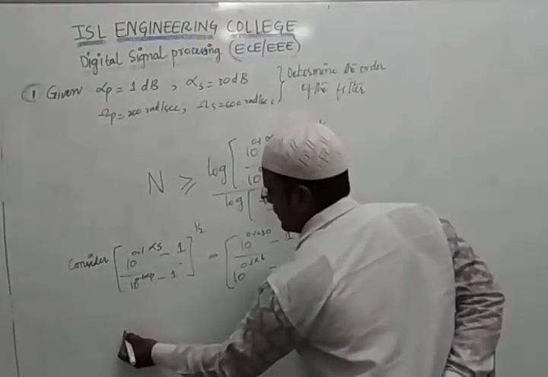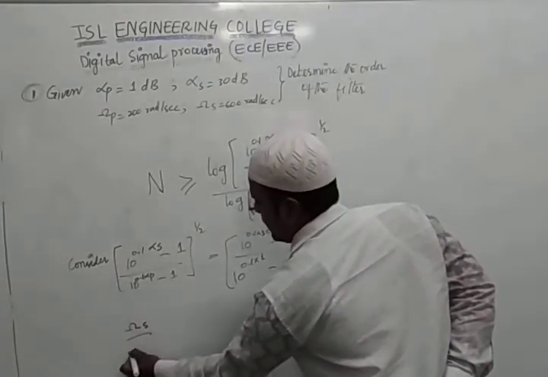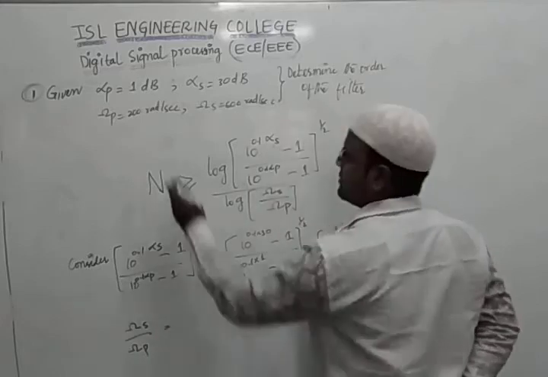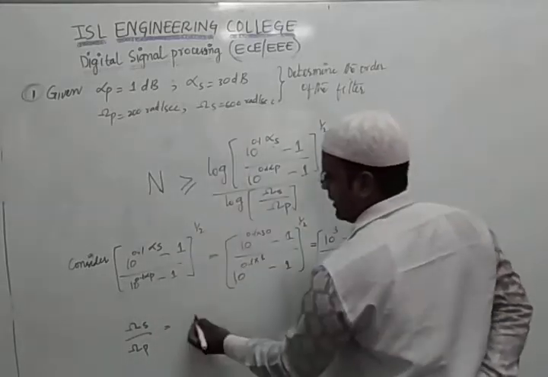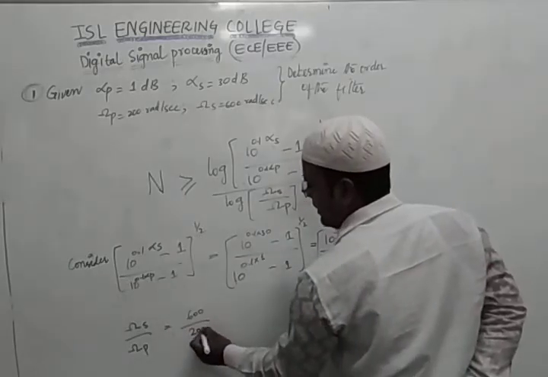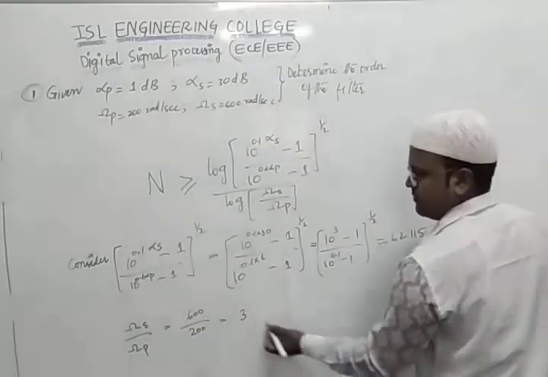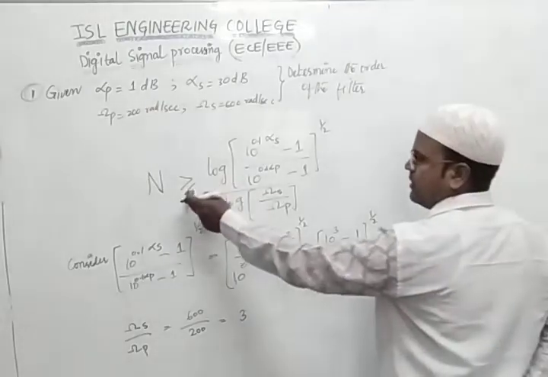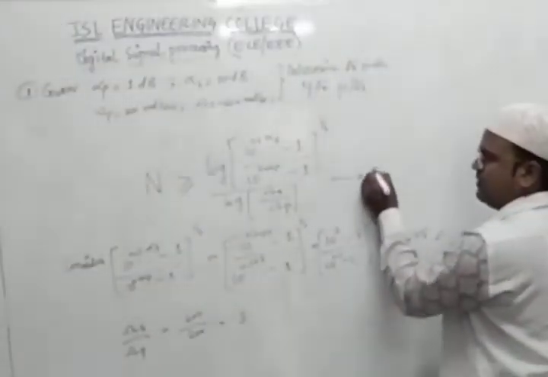Denominator is easy only. So what is the value? Omega s by omega p. What is omega s? Here it is 600 radian per second. Next omega p is 200 radian per second. So 6 by 2 it is what? 3. So we got 3. So now I can put this thing in. This is your equation 1.